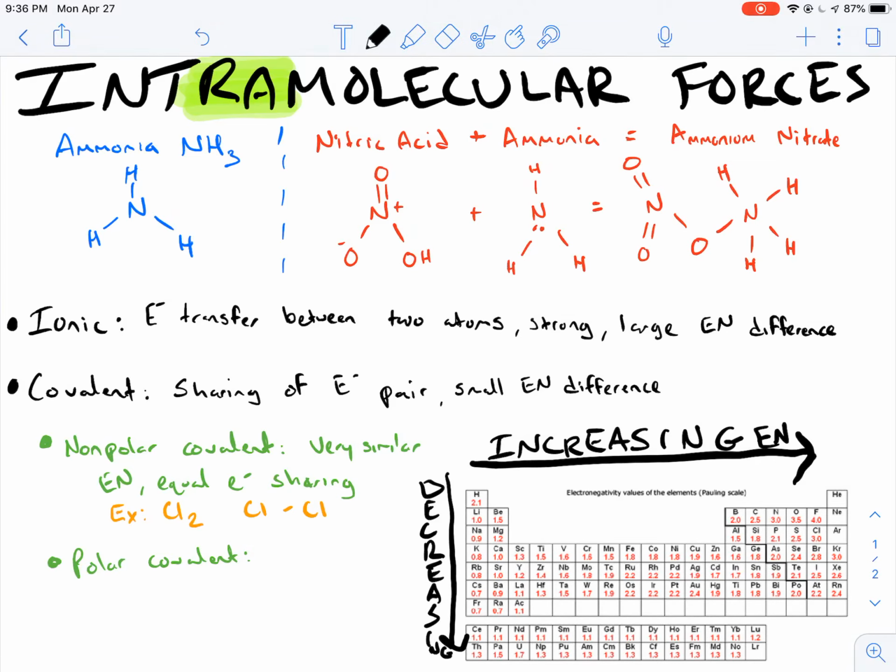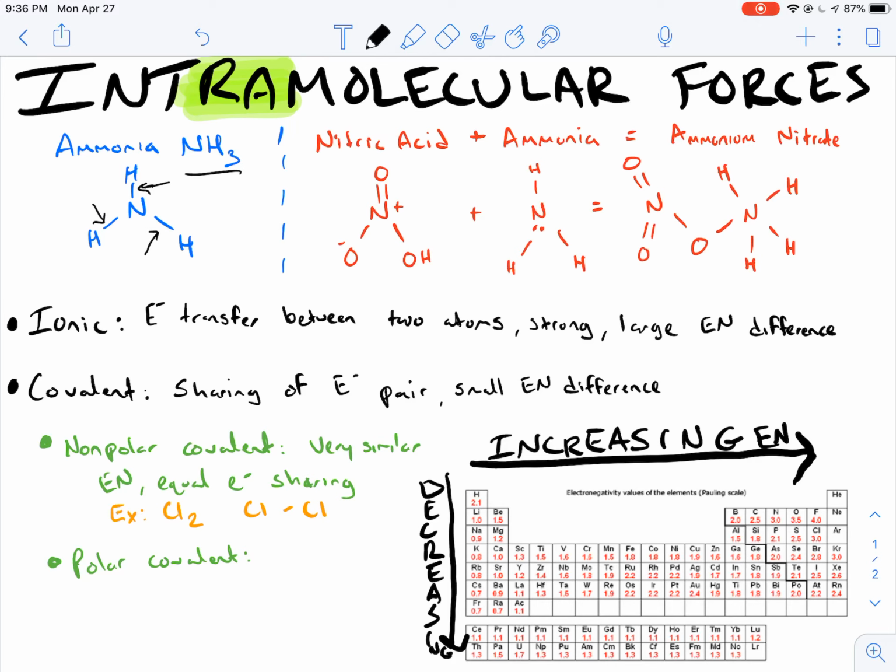Hey everyone, today we are going to talk about intramolecular forces. So let's get to it. Intramolecular forces are forces that hold atoms in a compound or molecule together. So if we looked at our example here, ammonia, NH3, we would be looking at these bonds right here.